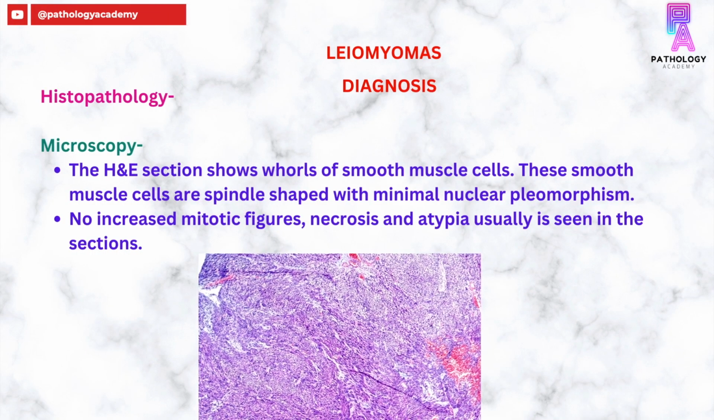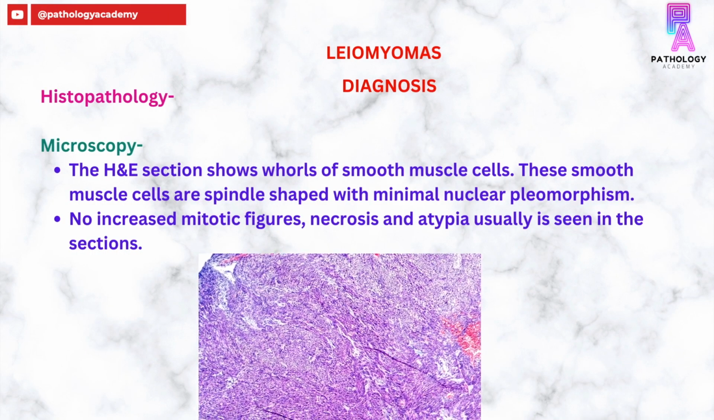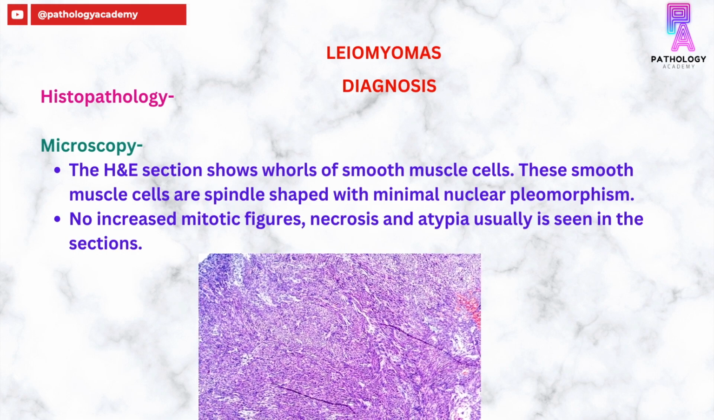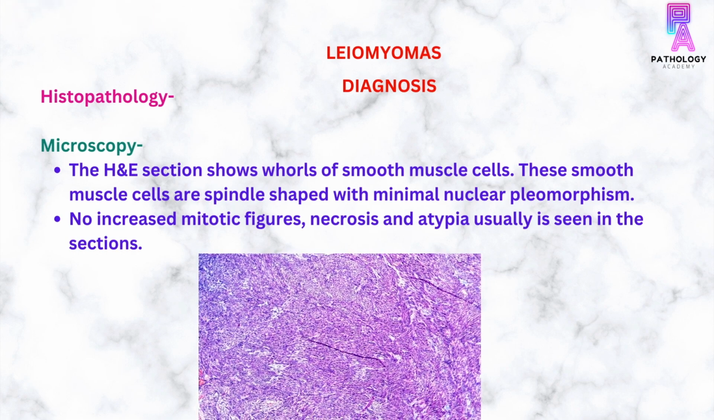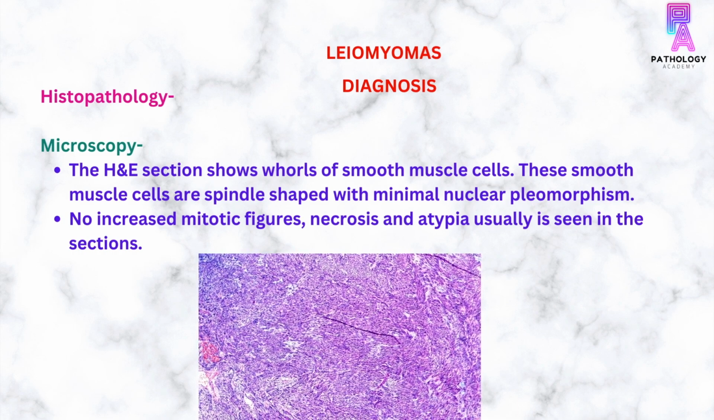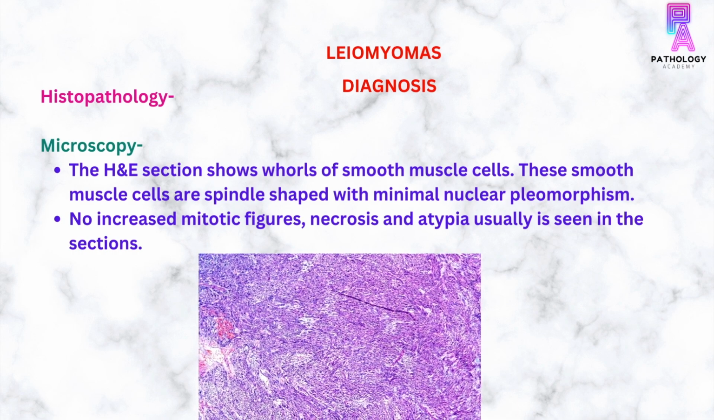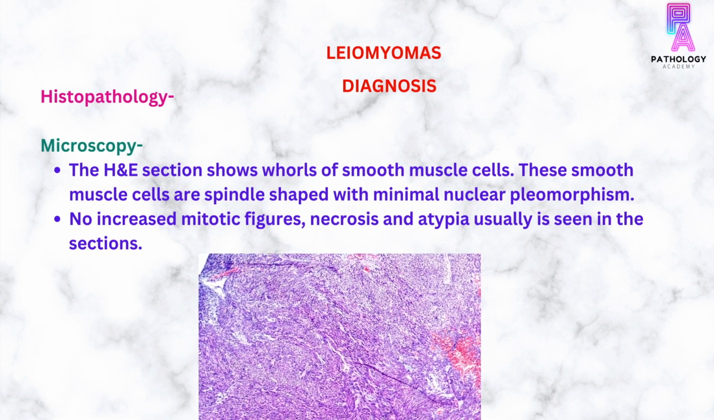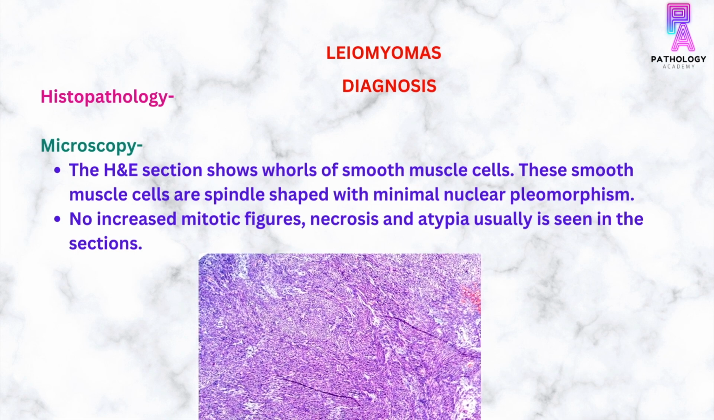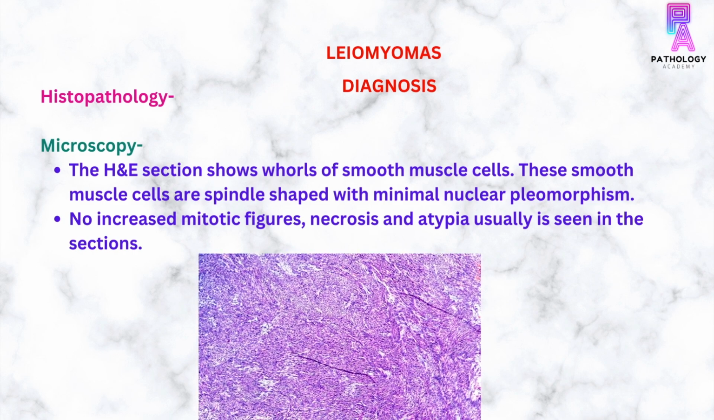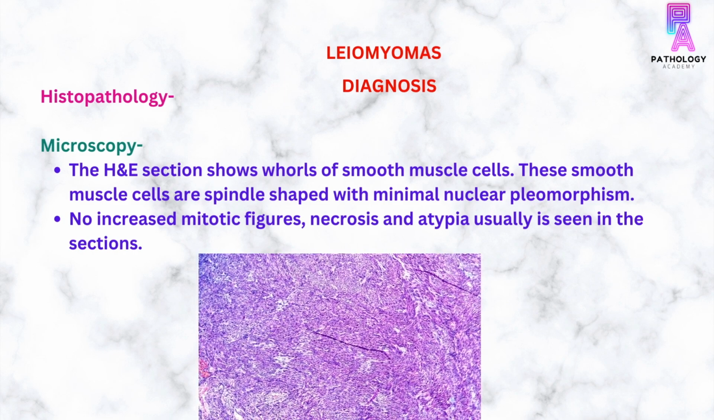Coming to the histopathology of leiomyoma. When the H&E section of a leiomyoma is observed under the microscope, it shows interlacing fascicles of smooth muscle cells. These smooth muscle cells are spindle shaped with minimal nuclear pleomorphism. No increased mitotic figures, necrosis, hemorrhage, and atypia usually are seen in the sections.